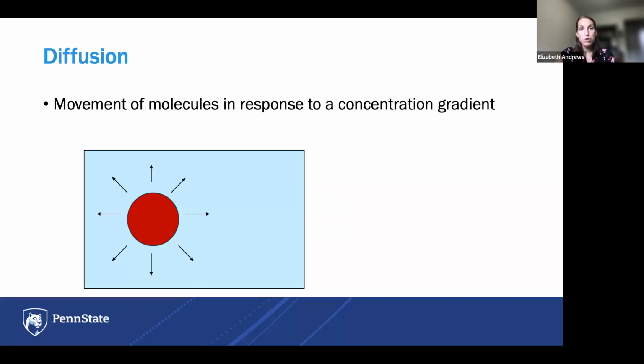Now let's move to diffusion. Diffusion is the movement of molecules in response to a concentration gradient. So now in our space, we have our solute and it's concentrated in one area, that one red circle, and there's no solute anywhere else. And so what's going to happen is the molecules are going to move apart to smooth out the concentration gradient so that there eventually is no concentration gradient, that the same concentration exists everywhere.